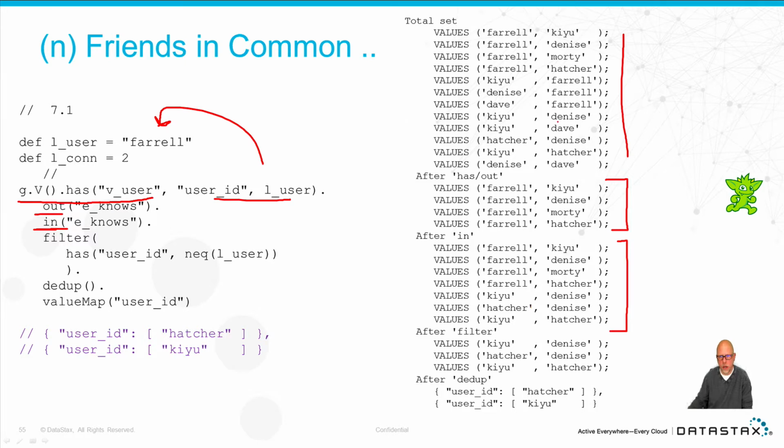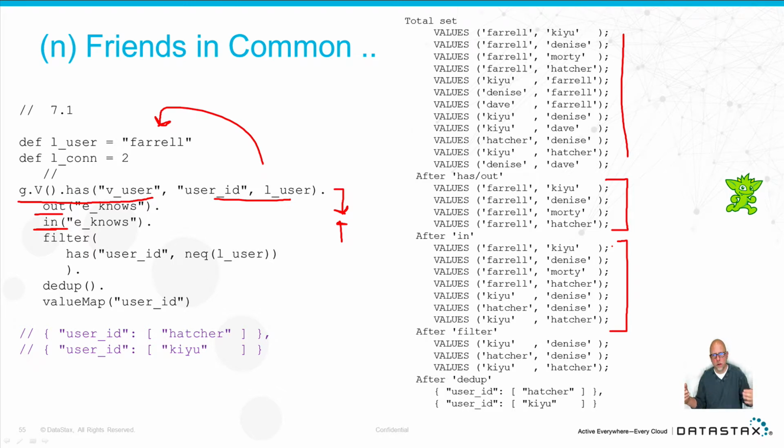Who does Denise know, right? And who does Hatcher know? But the point is, the way this is written, first we go out by who Farrell knows, and then we go in on that list. We wind up getting just the users known by 2 people. So Farrell has to know them. Farrell knows Q. Q has to know them. Otherwise, they don't make the list. Farrell knows Denise. Denise knows them. Otherwise, they don't make the list. Farrell knows Morty, but Morty doesn't know anybody, so he gets kicked out.